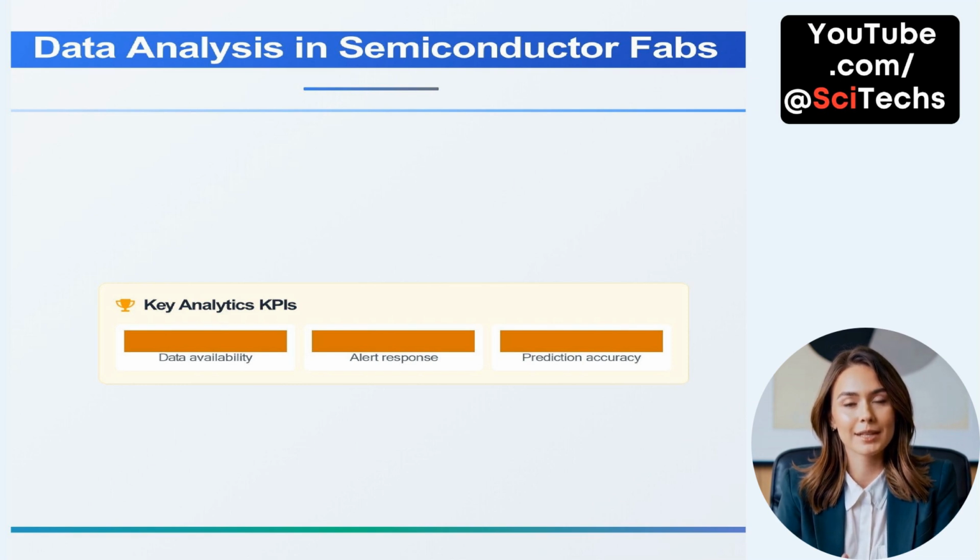Another essential KPI is alert response. This measures how quickly and effectively teams respond to automated alerts or flagged anomalies. A fast response time reduces the risk of yield loss and equipment damage, ensuring more stable operations. Finally, prediction accuracy is a vital KPI that evaluates how well analytics tools and models forecast future events, such as tool failures, defect trends, or yield excursions. High prediction accuracy leads to more proactive maintenance, better resource planning, and ultimately, fewer disruptions in manufacturing.